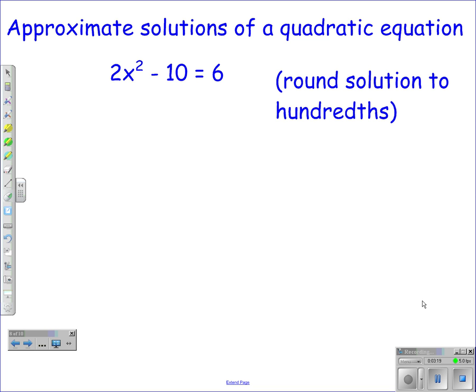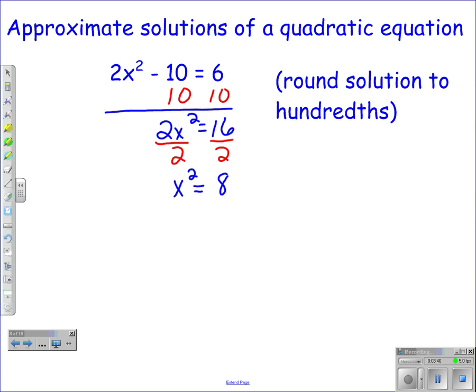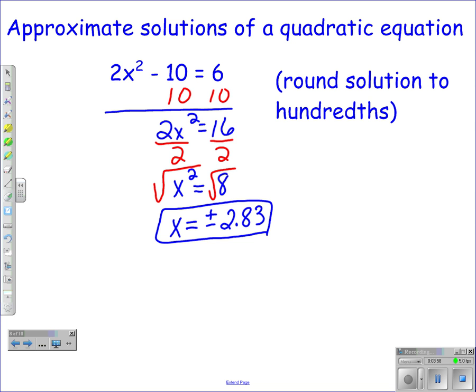Let's also approximate solutions of a quadratic equation. This is a multi-step problem, and in order to get x squared all by itself, we need to follow our order of operations. We'll have 2x squared equals 16. We'll divide by 2 on both sides and end up with x squared is equal to 8. When we take the square root of both sides of the equation, we know that 8 is not a perfect square. So on your calculator, punch in 8, take the square root. We'll round our answer to the hundredths. You will get 2.83 rounded to the hundredths. Put a plus minus in front of that, and you have the approximate solution for this problem.